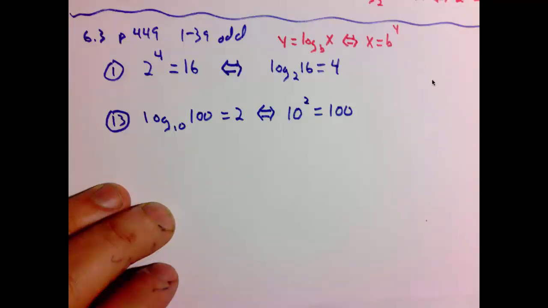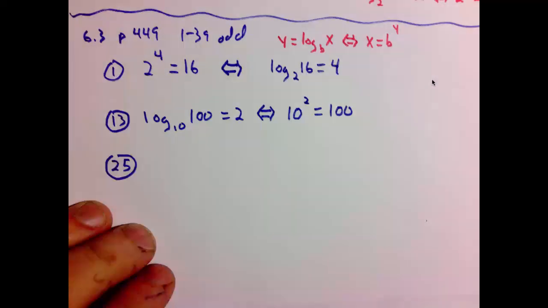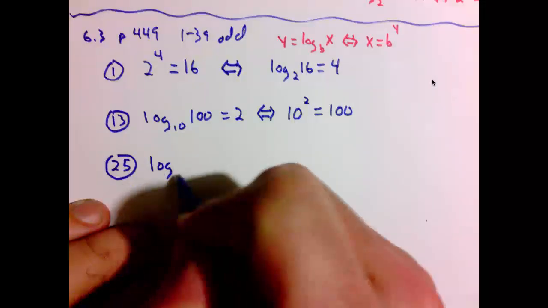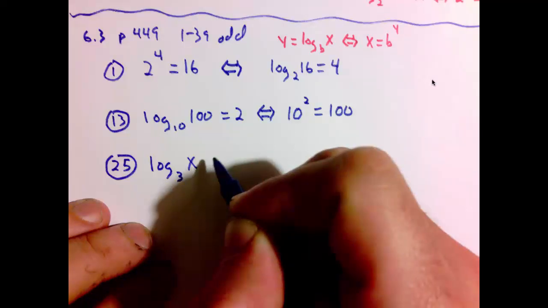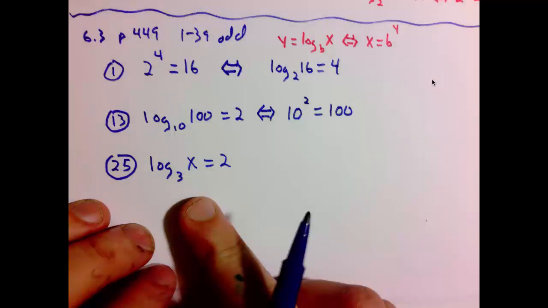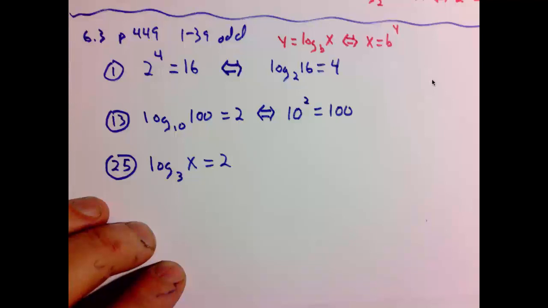Okay, I'm going to skip on down and do one from the solving equations. All right, we're looking at problem number 25. All right, we have log base 3 of x is equal to 2. Well, I'm going to employ this definition, and then we'll look at it in exponential form, and you'll probably be able to see the answer directly.